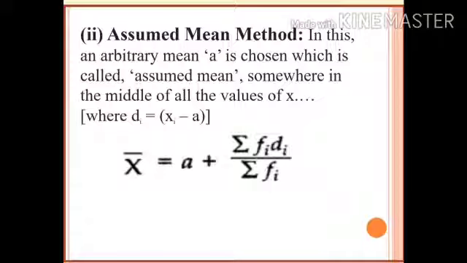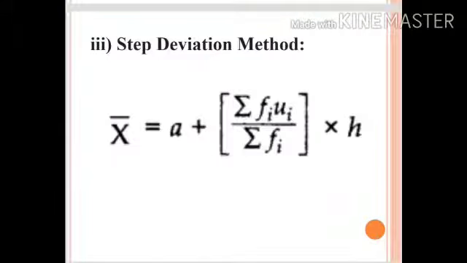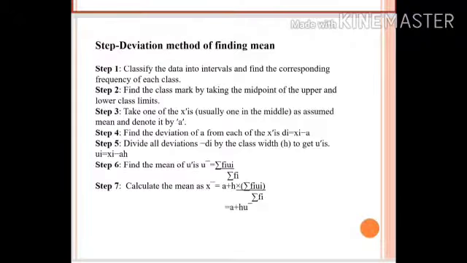Now we see the third method, that is the step deviation method. Step deviation method: x bar equals a plus sigma fi ui upon sigma fi into h. We will know what h is, that is the class length. Now the step deviation method steps we are going to see.